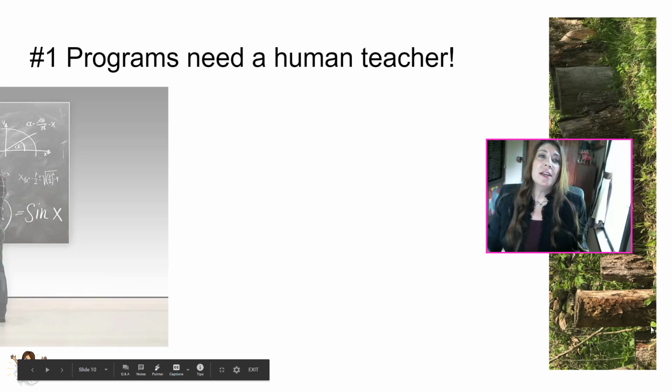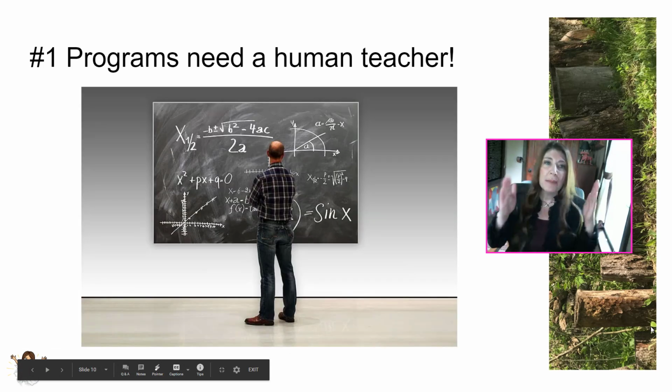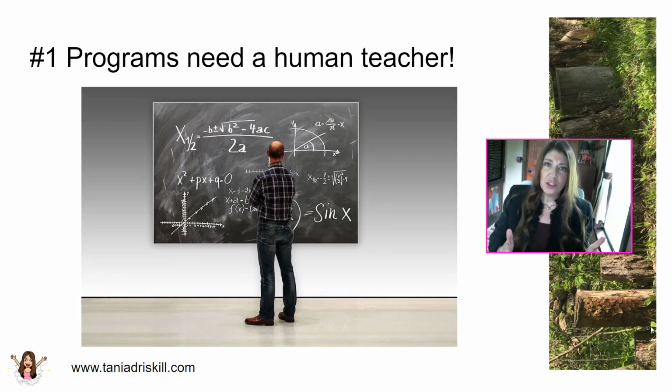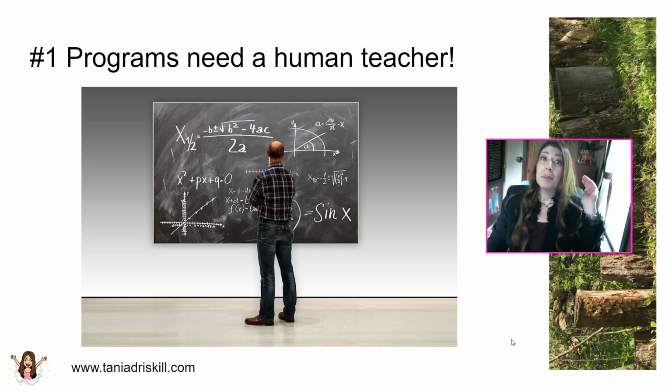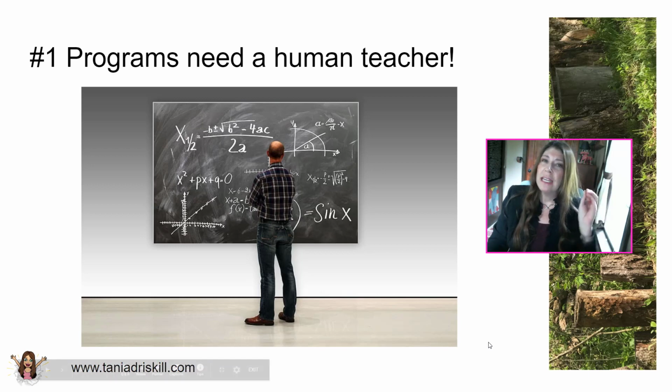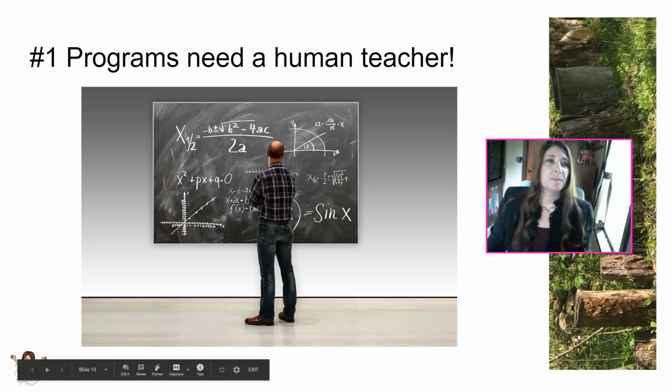Number one, programs need a human teacher. If they're completely automated, it's going to lose its effectiveness. There needs to be that human element in online education. Very, very important. This is number one for a reason, because the teacher is the most important factor in any learning environment.